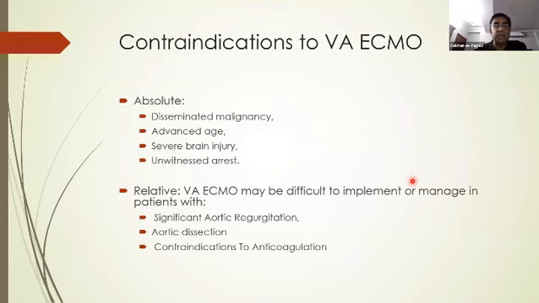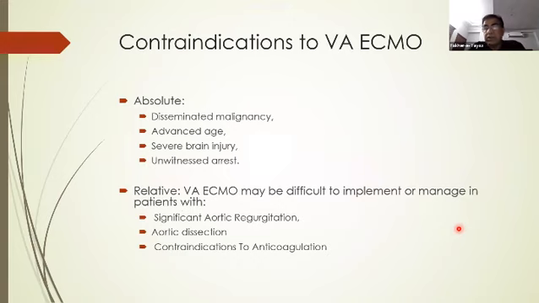So what are the contraindications of veno-arterial ECMO? The absolute contraindications are disseminated malignancy and advanced age. Although they have not defined advanced age, in the UK previously they used to put patients on if they were below the age of 60. But as far as the literature is concerned, they have not defined any age group, so for advanced age we can have our own protocol.